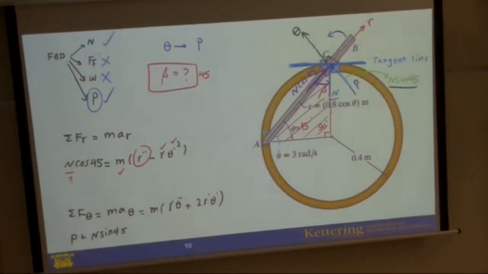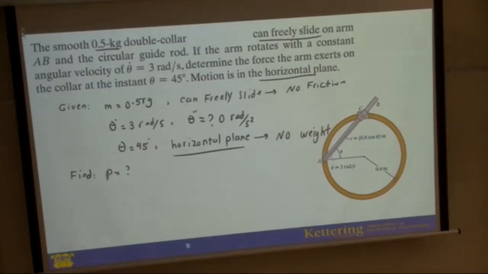R is given as 0.8 cosine theta. Some of you mentioned 0.5 cosine theta. At an angle of 45 degrees, R is 0.8 cosine of 45 degrees. If we calculate it, we find R is 0.5657 meter.